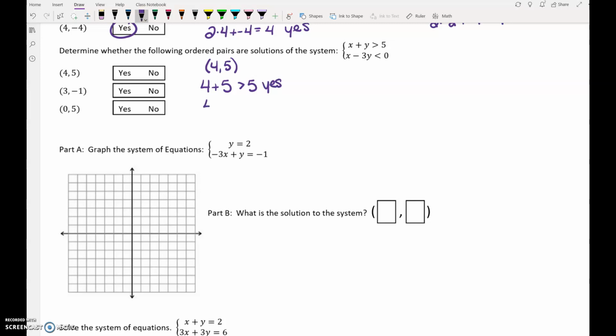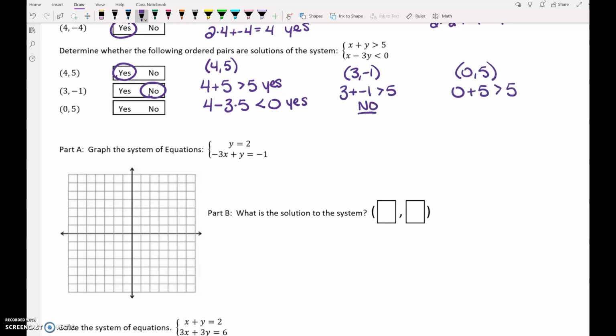Then plug it into the second one. 4 minus 3 times 5. We need to check if that is smaller than 0. 4 minus 15, that's going to be a negative number. So yes, that's going to be smaller than 0. That one is a solution. Take a moment on your own and try 3, -1 and 0, 5 and see if either of those work.